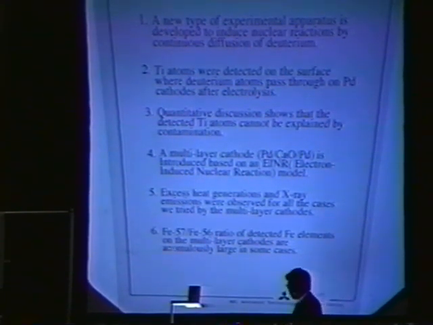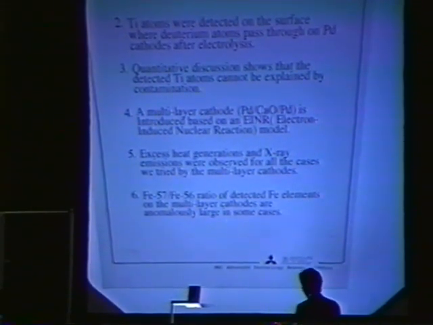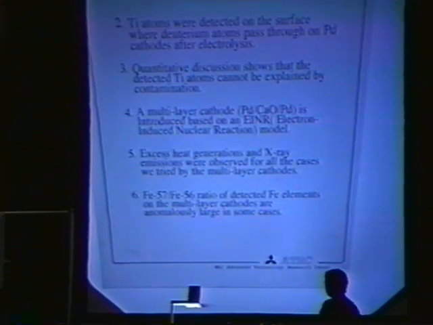A multi-layer cathode is introduced based on an electron-induced nuclear reaction model. Excess heat generations and X-ray emissions were observed for all the times we tried with the multi-layer cathode. Fe57 by Fe56 ratio of detected Fe elements on the multi-layer cathode are enormously large in some cases.